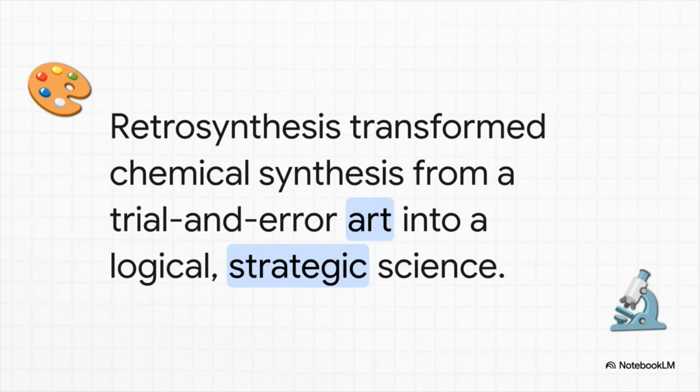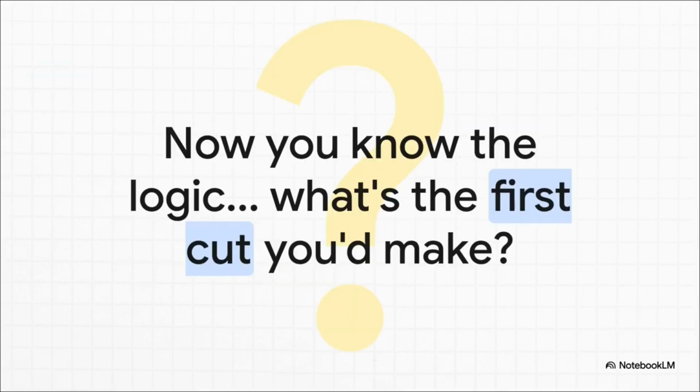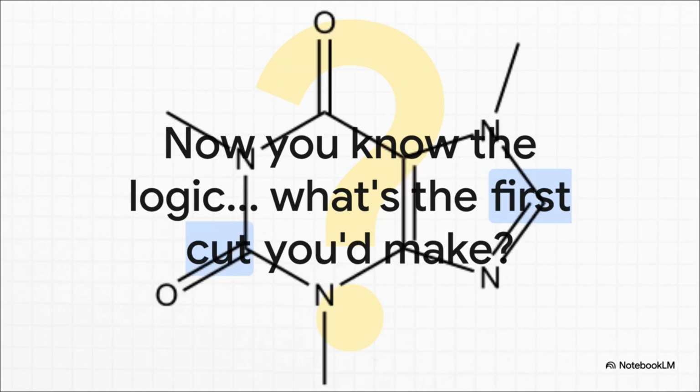When you boil it all down, retrosynthesis did something truly incredible. It took the messy, intuitive, and often frustrating art of building molecules, and it transformed it into a logical, predictable, and incredibly powerful science. It gave chemists the blueprint they had been missing all along. So, let's end with a molecule a lot of us know and love, caffeine. Now that you understand the logic of working backward, now that you can think like a master chef, take a look. What's the first strategic cut that you would make?